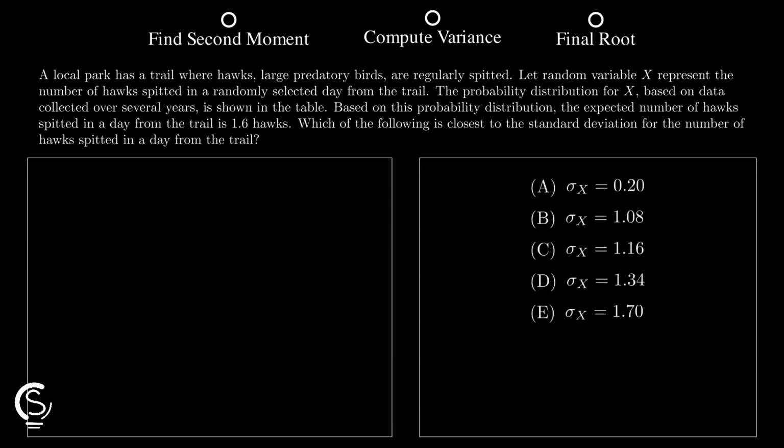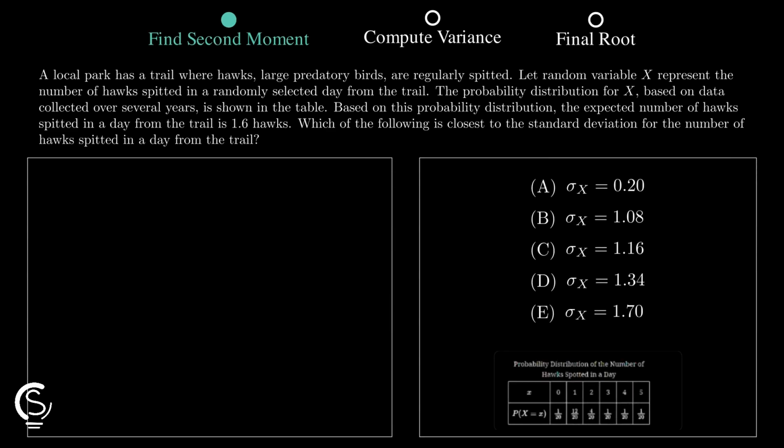First, we calculate the second moment by multiplying each squared outcome by its probability and summing them up. This gives us the average of the squared values. Boom, that is 3.9.